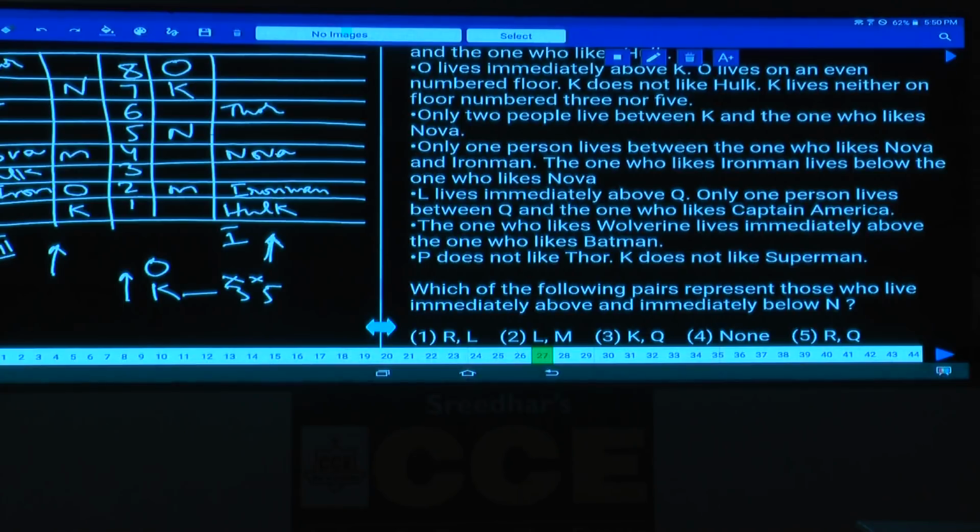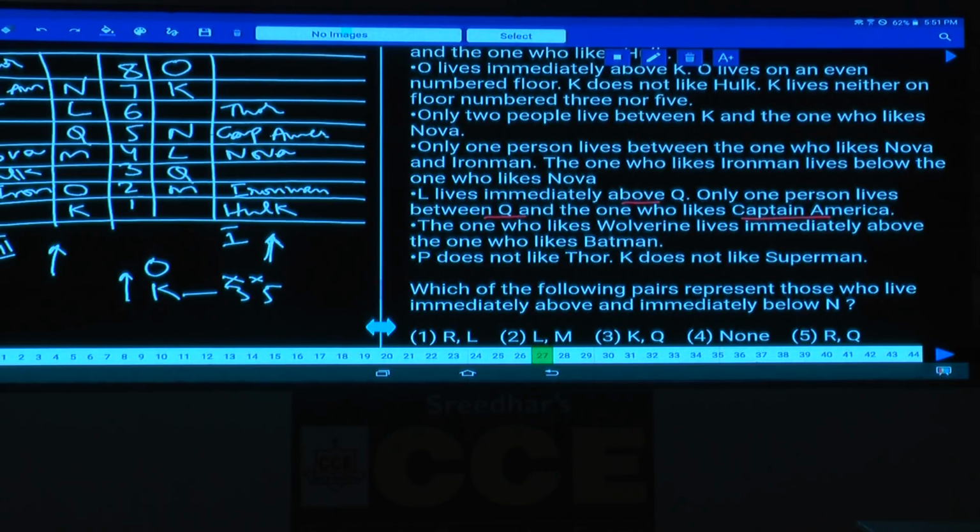Next, L lives immediately above Q. In this case, L and Q must be in these 2 places, 4 and 3. In the other case, L lives immediately above Q, 7 and 6 or 5. And only one person lives between Q and the one who likes Captain America. Between Q and Captain America there must be exactly one person, hence in case 1 Captain America must be on the 5th floor, and in this one Captain America must be on the 7th floor.